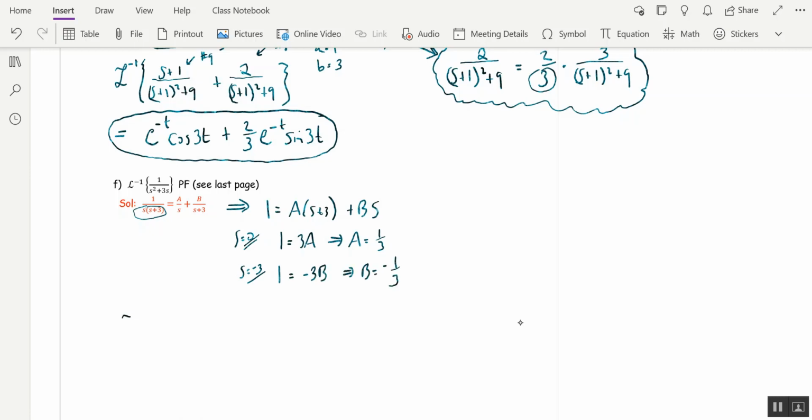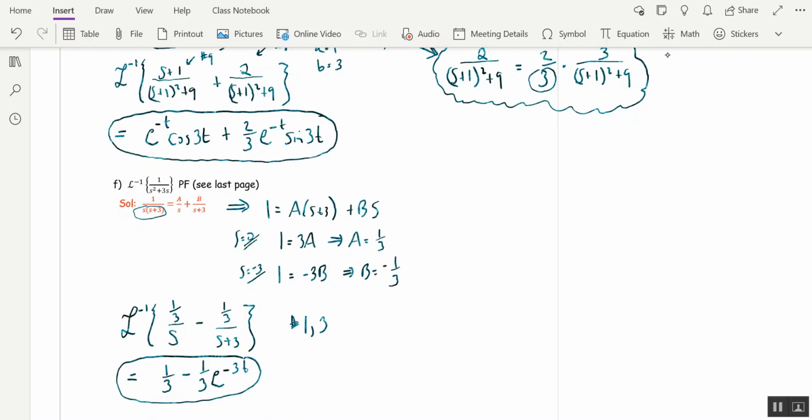All right, and so now I'm going to put my L inverse back on. I want L inverse of a over s. A is a third. Leave the whole 1/3 on top. I know it's a complex fraction, but it's easier that way. And then minus a third over s plus 3. Now this is formulas 1 and 3. L inverse of 1 over s is just 1, so we have 1 times a third, which is a third, and then minus 1/3 e to the negative 3t. Piece of cake.